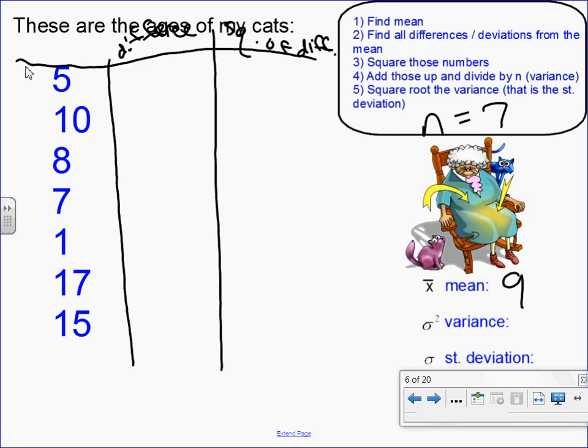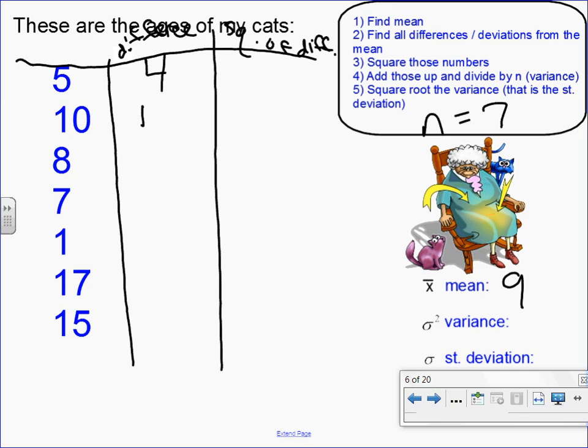Sorry, my smartboard alignment is just not the best at the top of the board. So the first column is the difference from the age of the cat to the mean, and the second column is the square of that difference. Alright, so this cat is 5 years old. He is 4 years younger than the average of 9 years old. So that would be a 4. This cat is 10 years old, so he's only 1 year off the average age.